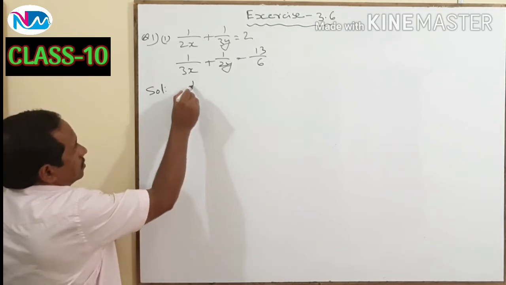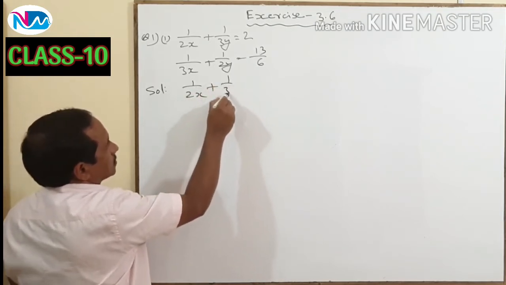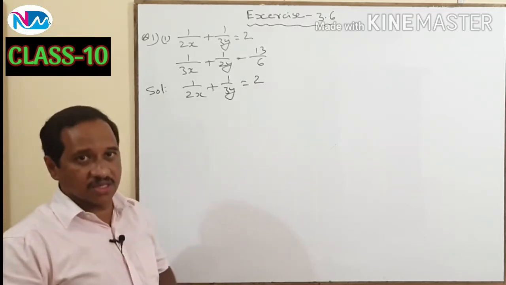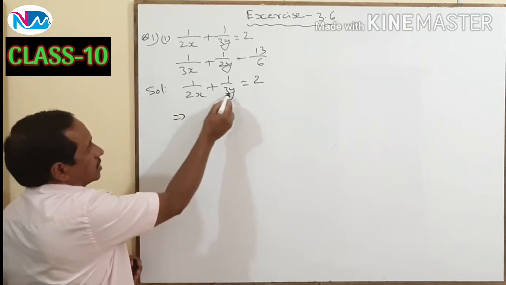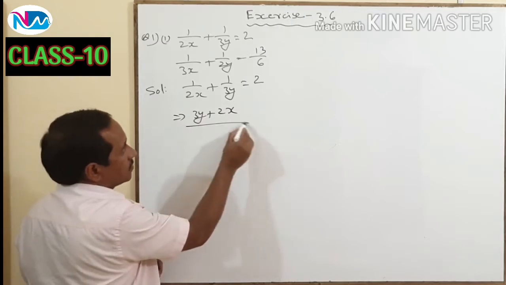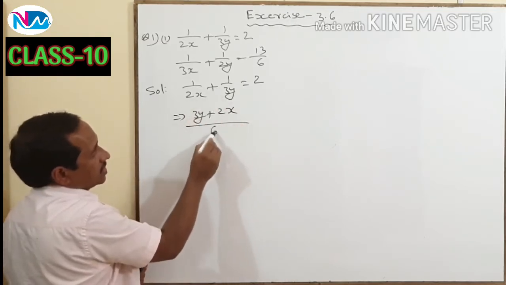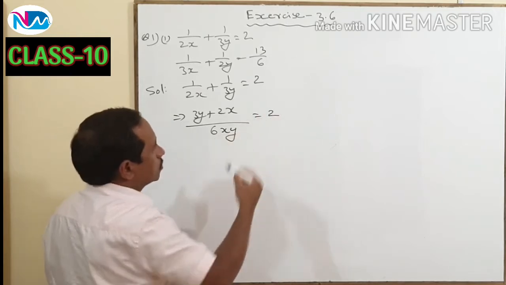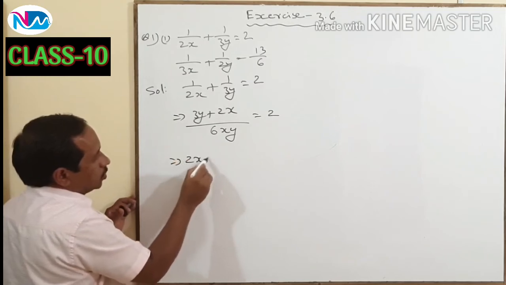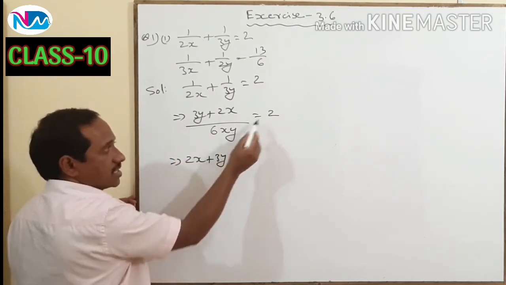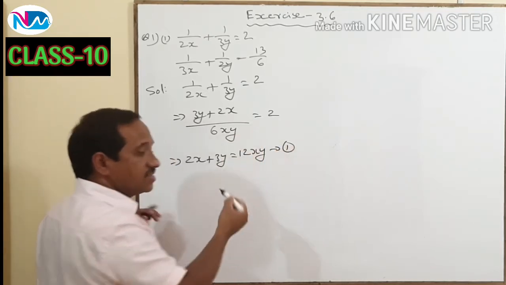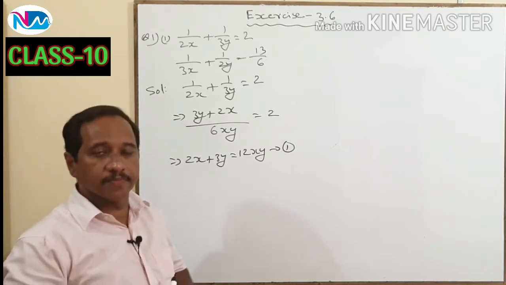I write the first equation: 1 by 2x plus 1 by 3y is equal to 2. I am simplifying the LHS with the LCM. So I get 3y into 1, 3y plus 2x into 1, 2x, whole divided by 2x into 3y, that is 6xy, is equal to 2. Now cross multiplying, I get 2x plus 3y is equal to 2 into 6xy, that is 12xy. I give this equation number 1.